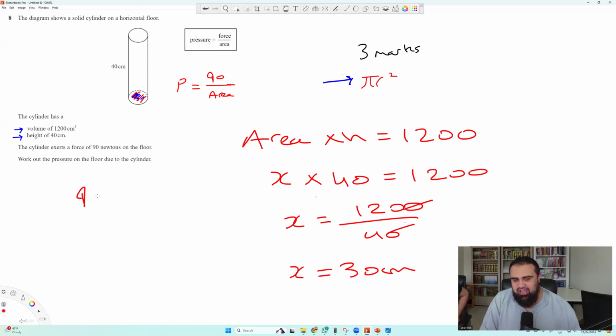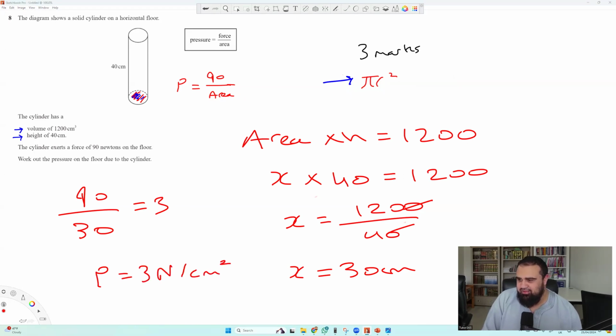And we know the force is 90. 90 divided by 30 is equal to 3. And so the answer is 3 newtons per centimeter squared. Let's move on, everybody.